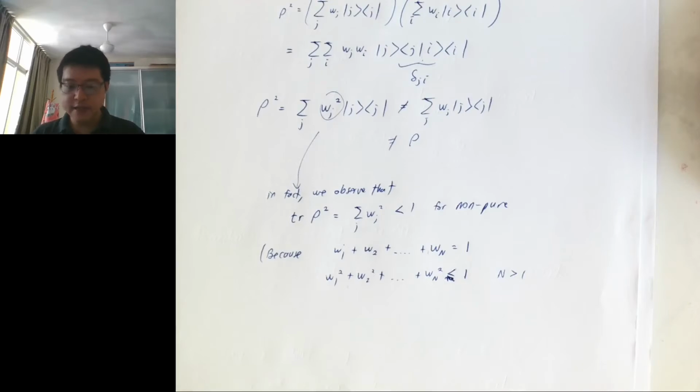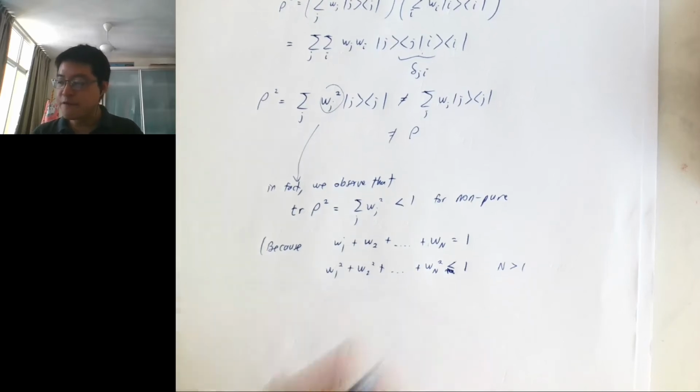Okay, so this is our property: if you get a non-pure state, a mixed state, then this is what you get. Okay.